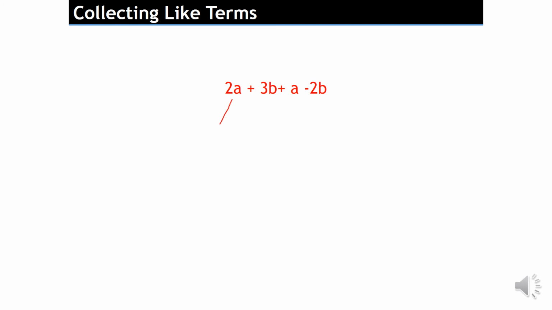Okay, so we've got 2a and we've got a. So if we've got 2a and we add one more a, altogether we have 3a. So we've got 3 lots of a.